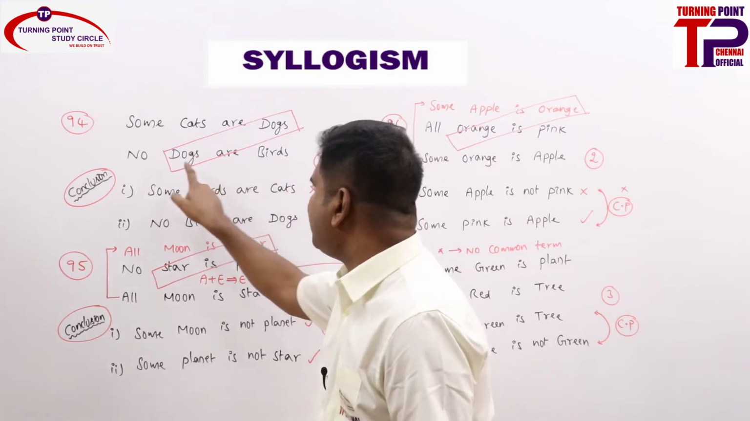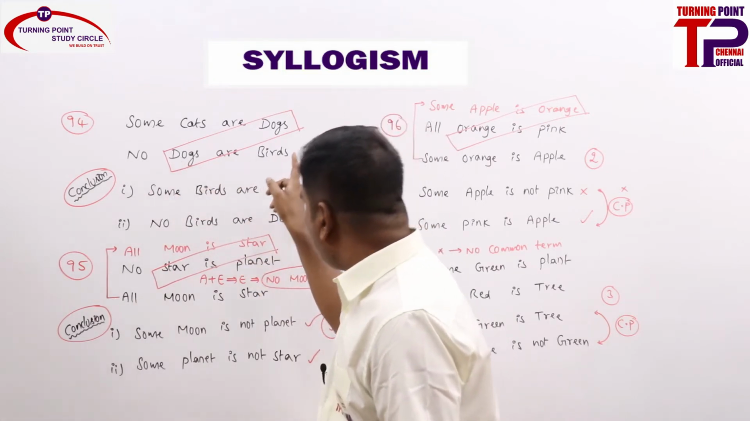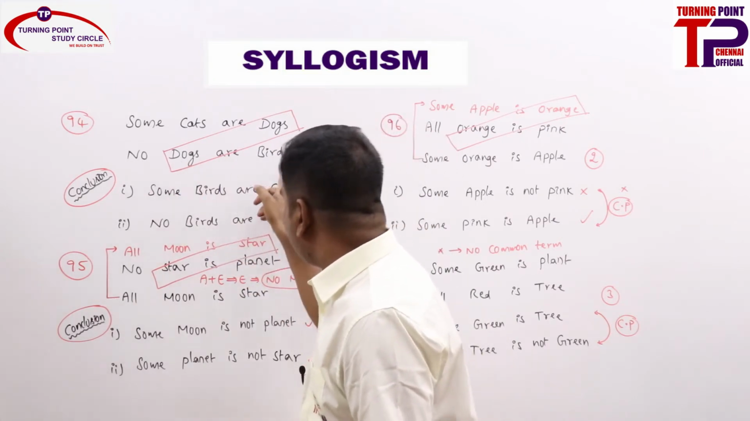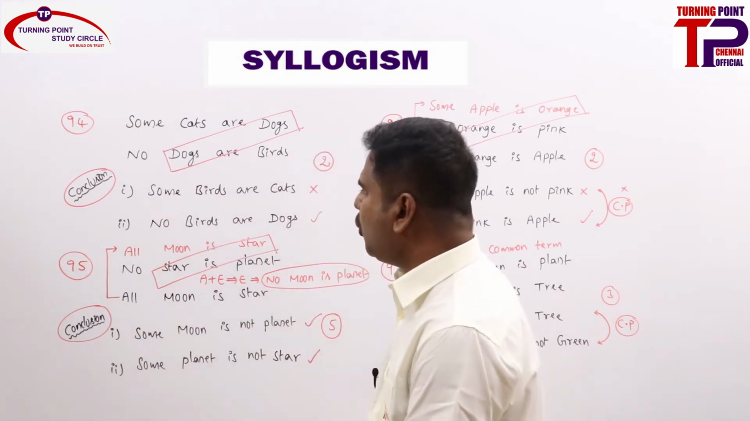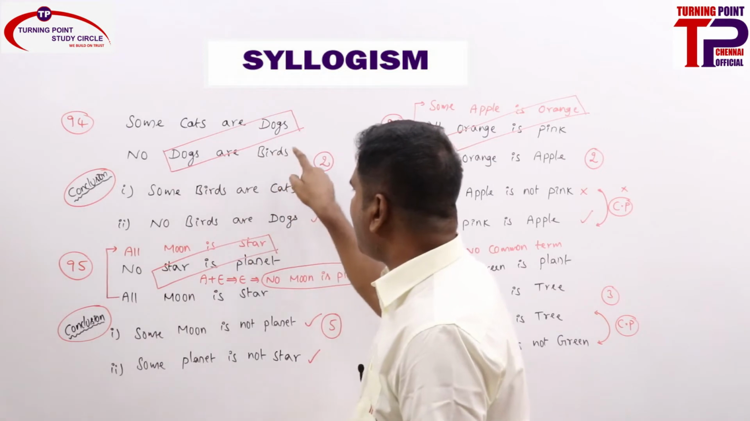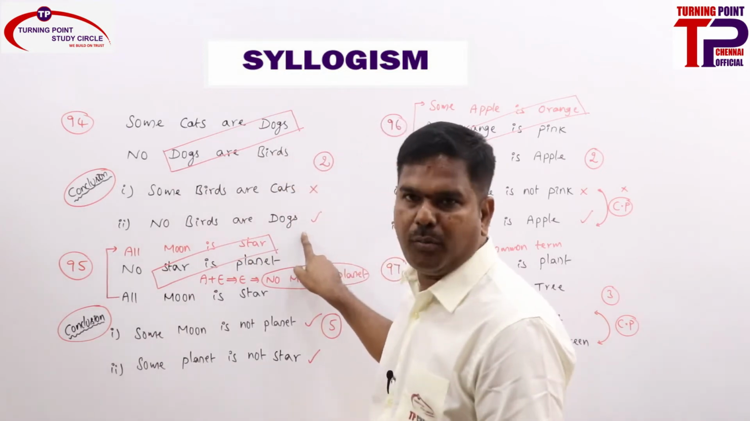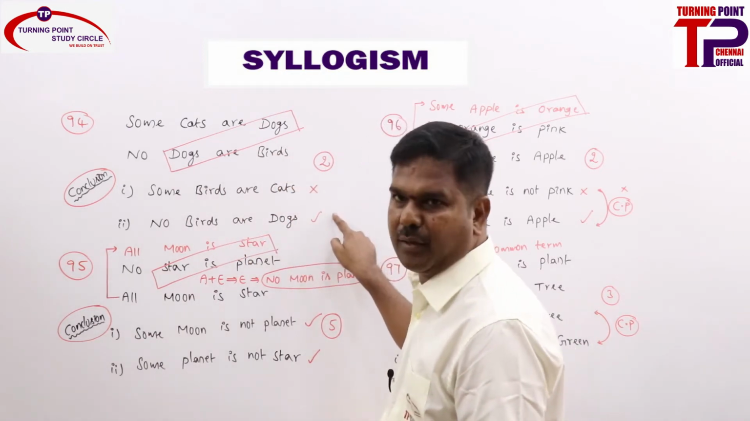No dogs are birds means some dogs are not birds. No birds are dogs. Some birds are not dogs. Is there anything? Yes. E can be converted into E directly. So no dogs are birds can be converted into no birds are dogs. That is the reason I just put a tick mark.